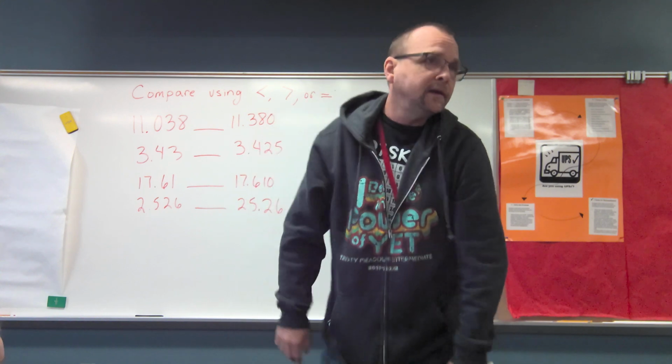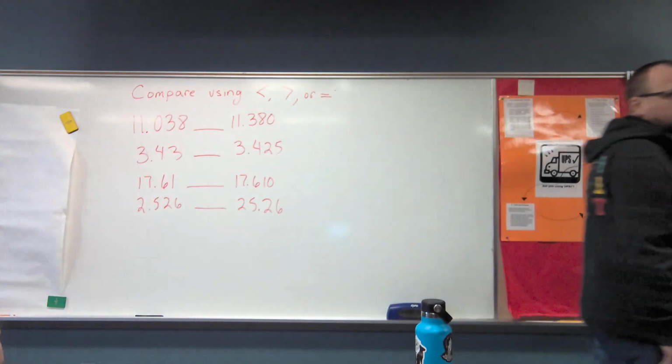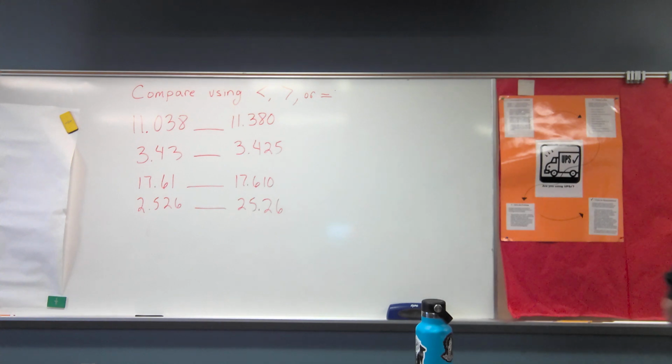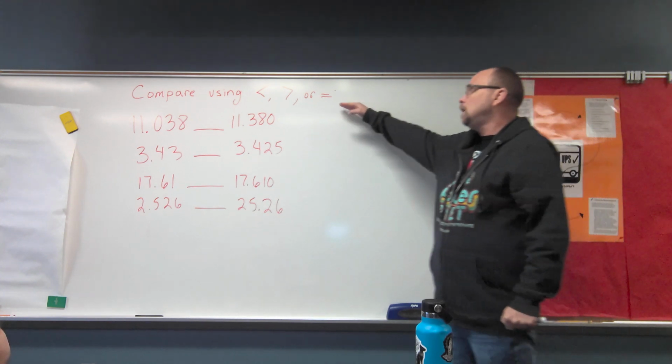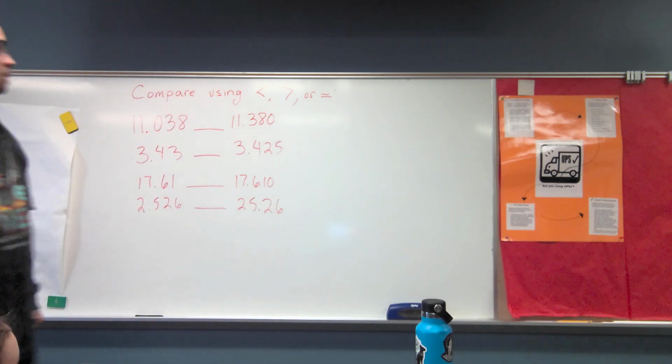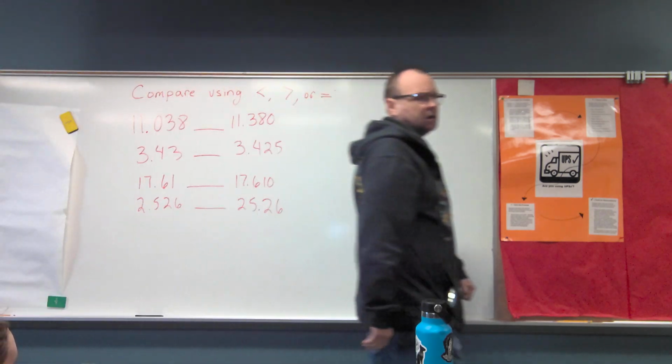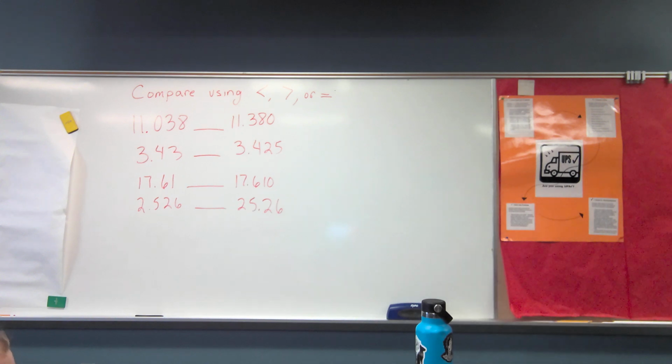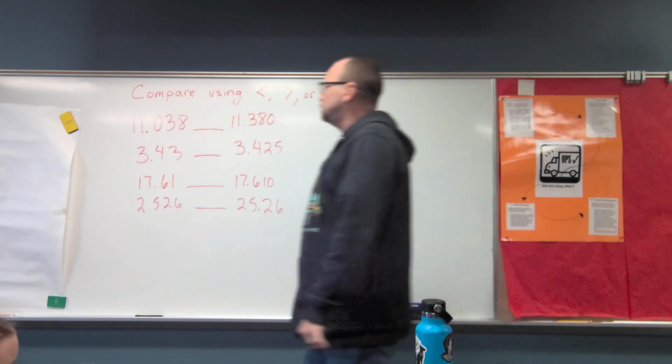Now, when comparing decimals, we look at the inequalities. What does inequality mean? Less than, greater than, or equal to. That's what inequality means. So if you see something that says, choose the inequality that, and you'll go, what does inequality mean? It's less than, greater than, or equal to.